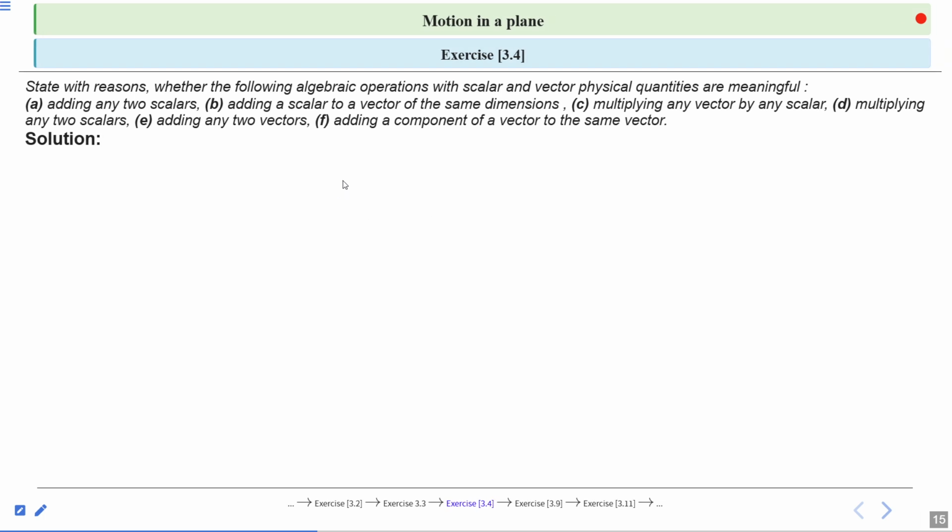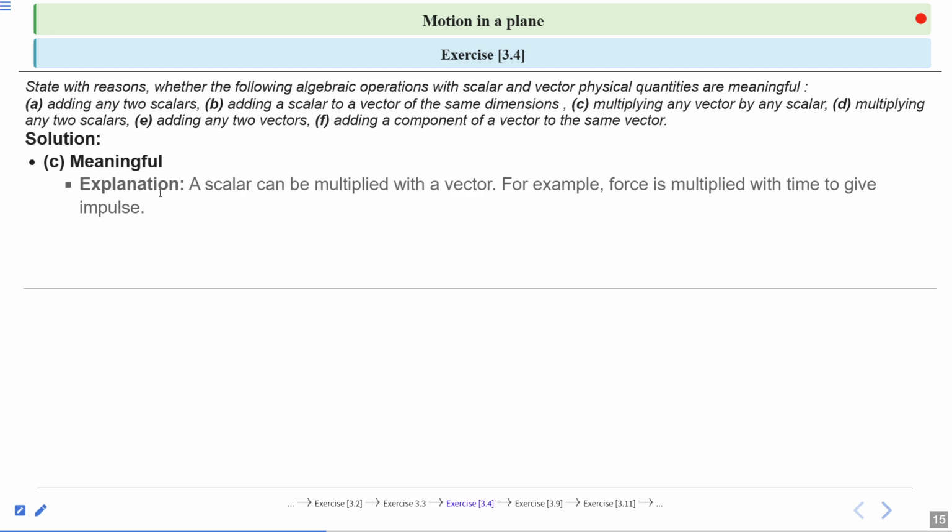If we talk about C, this is meaningful. A scalar can be multiplied with a vector. For example, force is multiplied with time to give impulse. So impulse is a vector quantity. Example, impulse is equal to force into time. Here force is 10 Newton, time is 2 seconds. So the result is 20 Newton second, and that is a vector quantity. So C is meaningful.